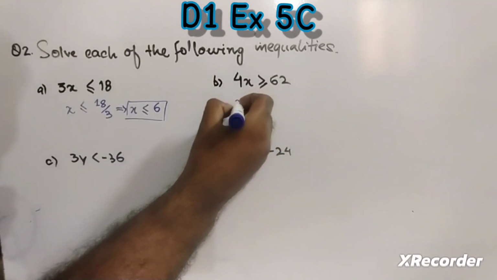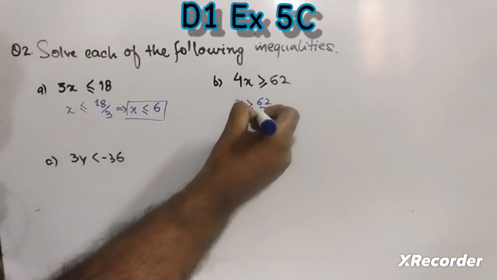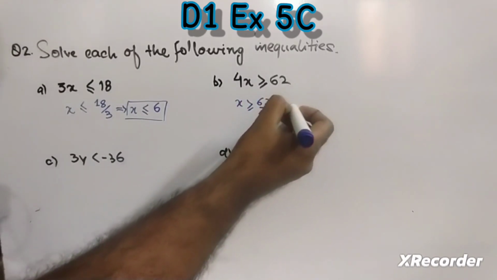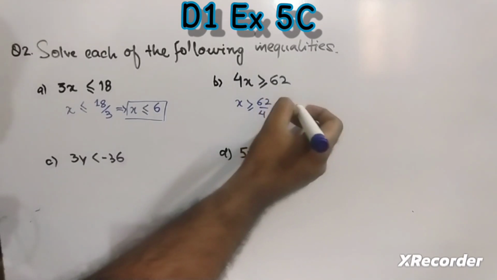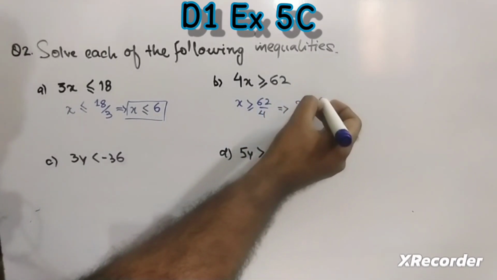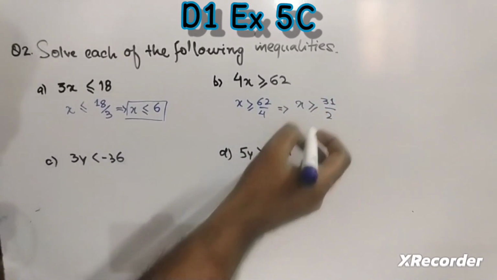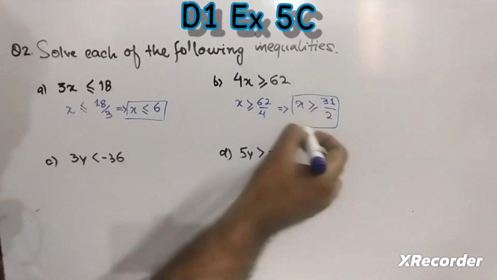Similarly, part B, 4x is greater than or equal to 62. So we can write it as 62 upon 4. That is 31 upon 2. That is our required answer.